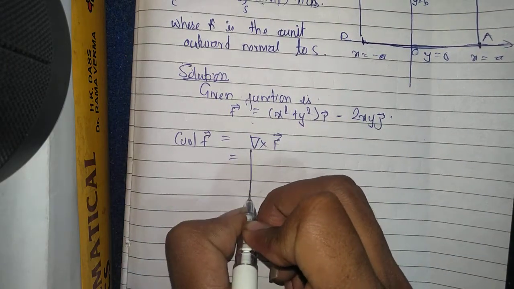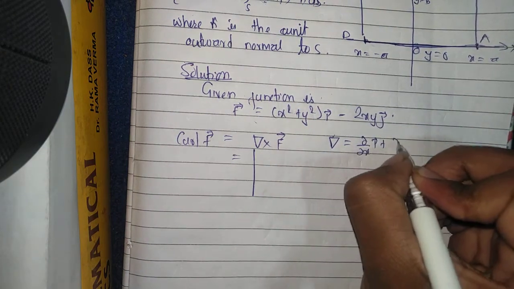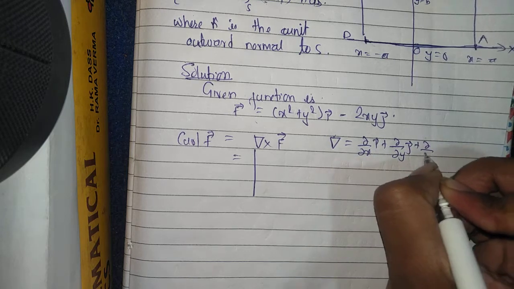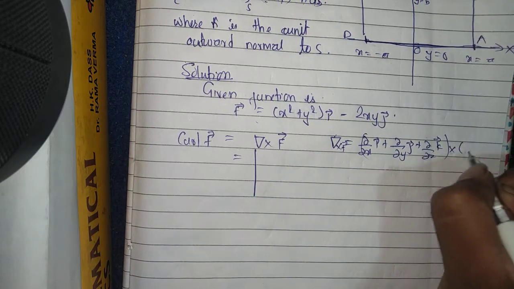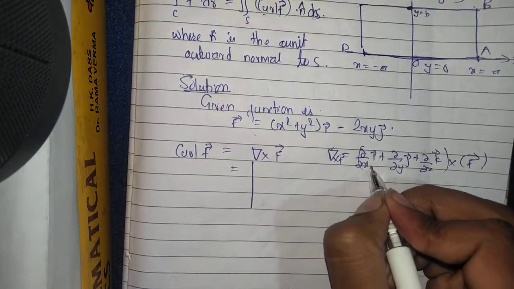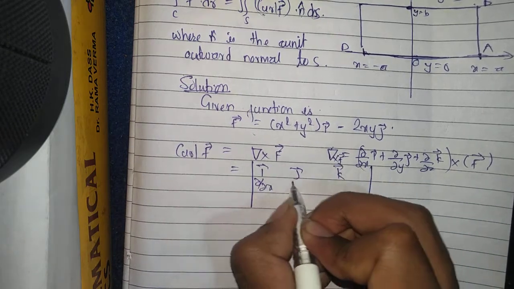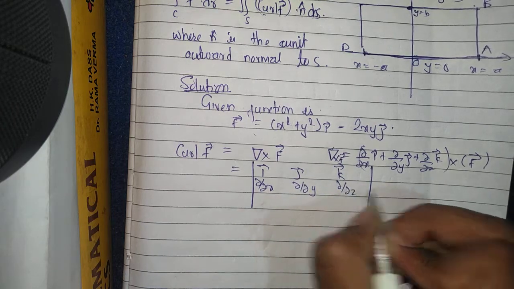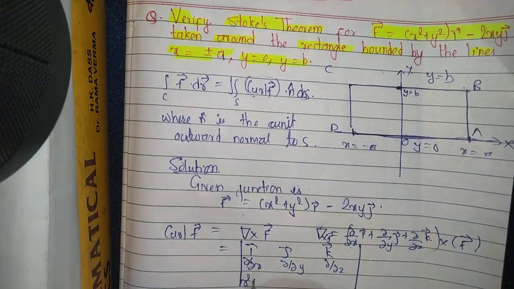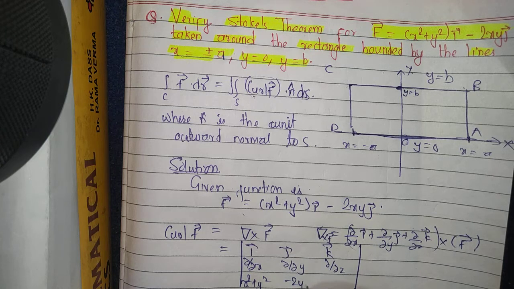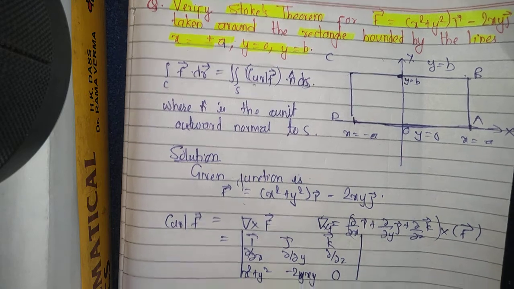As you know, del equals del by del x i vector plus del by del y j vector plus del by del z k vector, and del cross F vector is given. So while writing it in determinant form, we first write i, j, k, then del upon del x, del upon del y, del upon del z, and finally the terms of force vector F, that is x² + y² along i vector and minus 2xy along j vector and finally 0 at k vector.